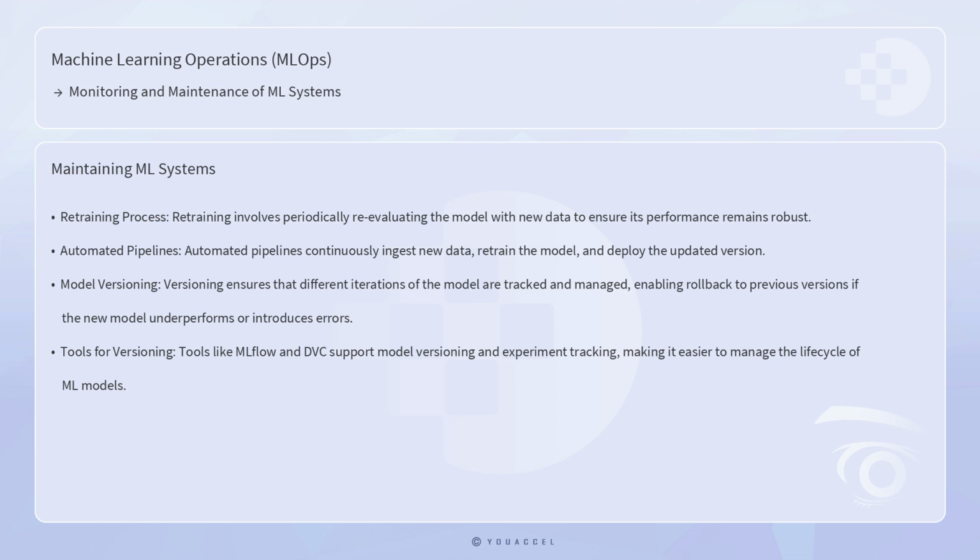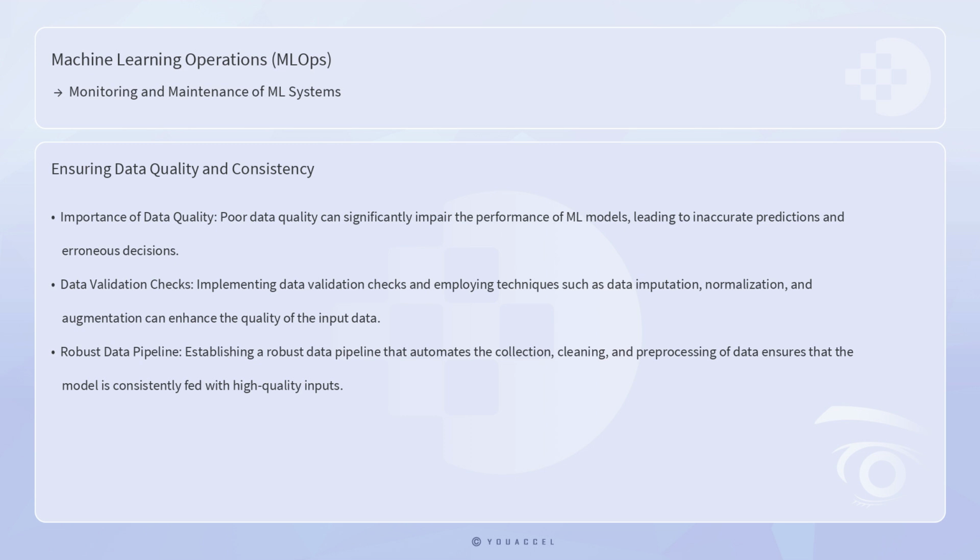Maintenance of ML systems extends beyond monitoring to include the processes of retraining, versioning, and updating models. Retraining involves periodically re-evaluating the model with new data to ensure its performance remains robust. This process can be automated using pipelines that continuously ingest new data, retrain the model, and deploy the updated version. Versioning ensures that different iterations of the model are tracked and managed, enabling rollback to previous versions if the new model underperforms or introduces errors. Tools like MLflow and DVC support model versioning and experiment tracking, making it easier to manage the lifecycle of ML models.